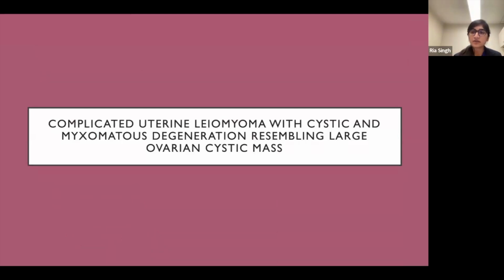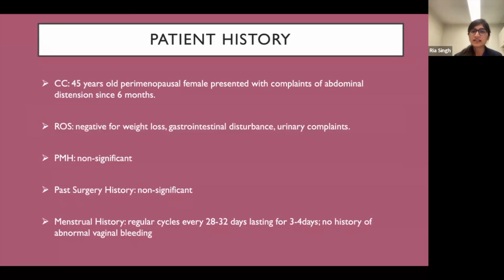So now going back to our case, my case presentation is of a complicated uterine leiomyoma with cystic and myxomatous degeneration resembling a large ovarian cystic mass. A little bit about the patient: the patient was a 45-year-old perimenopausal female and she presented with complaints of abdominal distension since 6 months.